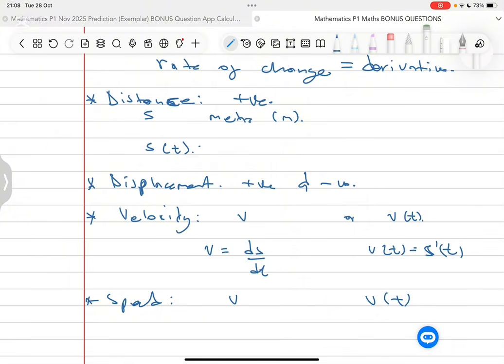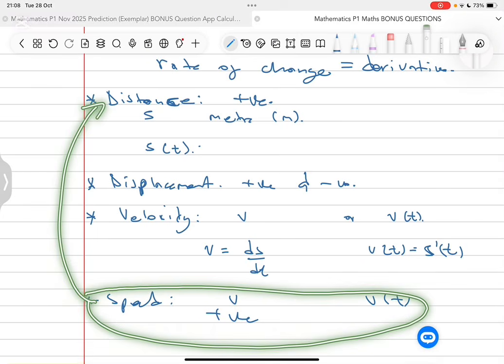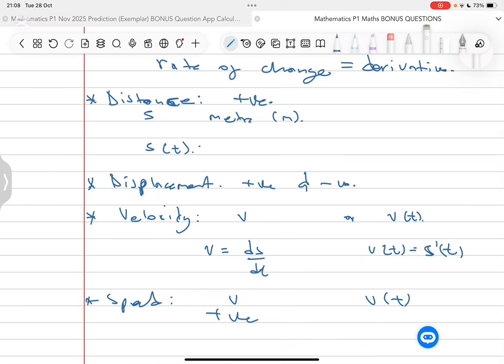Again, the difference here would be that because speed depends on distance, it will always be positive. Remember I said distance will always be positive here. So the speed, it is the rate of change, the derivative of distance. So it means you'll always get a positive number because the distance is always positive. But velocity, it is the rate of change of displacement, and we said displacement can be positive or negative. So that means the velocity will then be positive or negative.